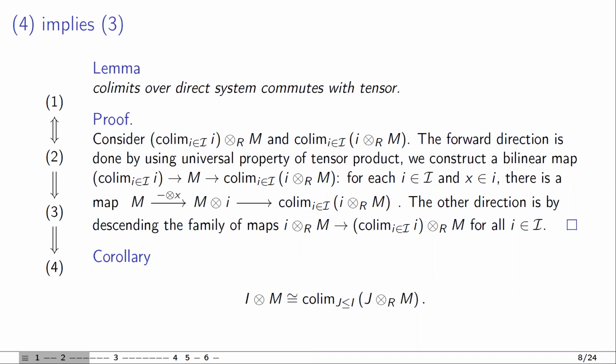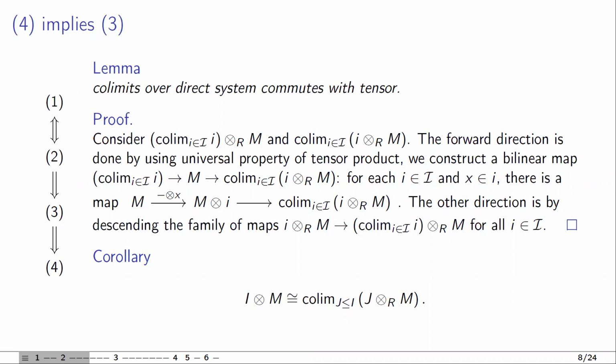The forward direction, we first need to use the universal property of tensor products. So we actually need to construct a bilinear map from the colimit over I to M to the colimit of I tensoring with M. So for this, suppose we have a small i in this indexing set, and an element of this small i, and we call that element x. Then tensoring with x is a linear map from M to M tensoring with small i, and M tensor with small i is just a component of this colimit. So there is an obvious map there.